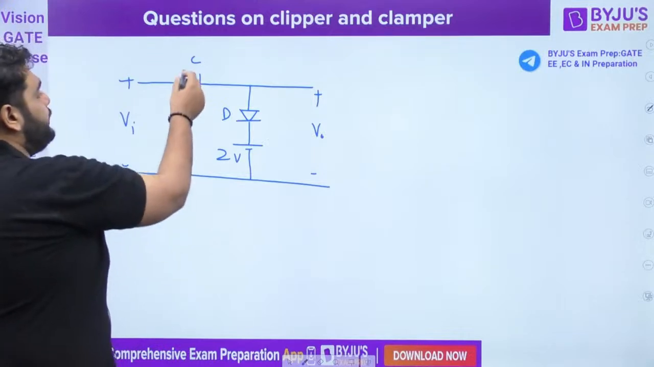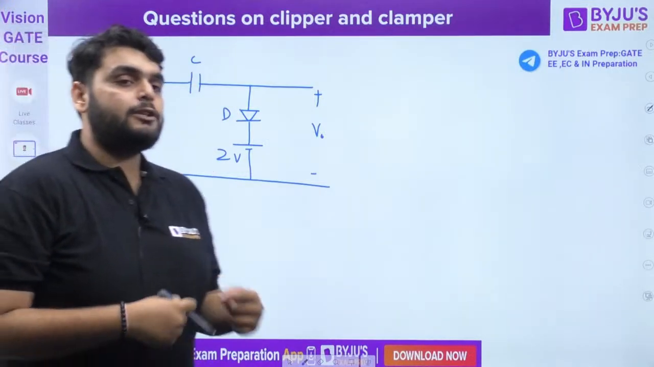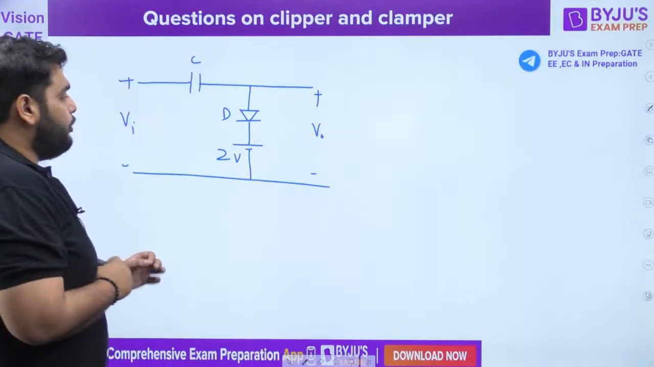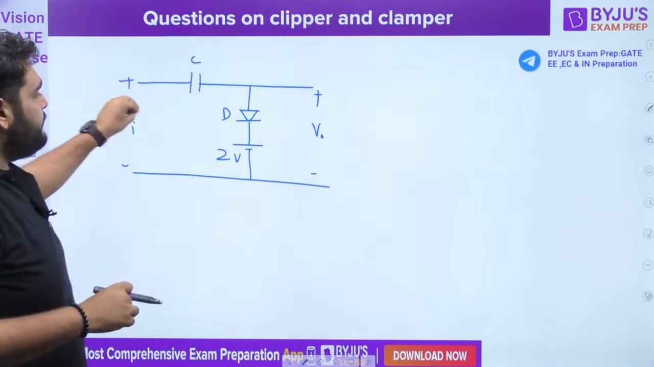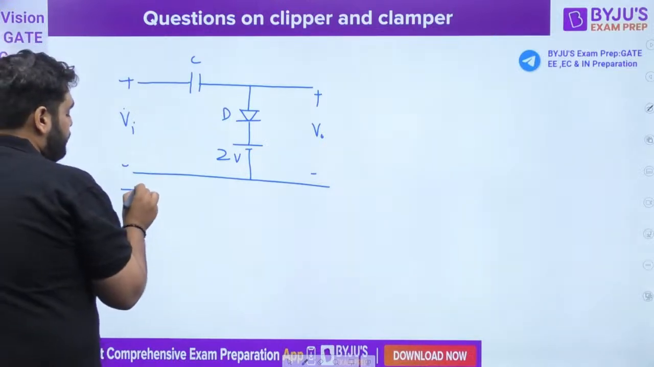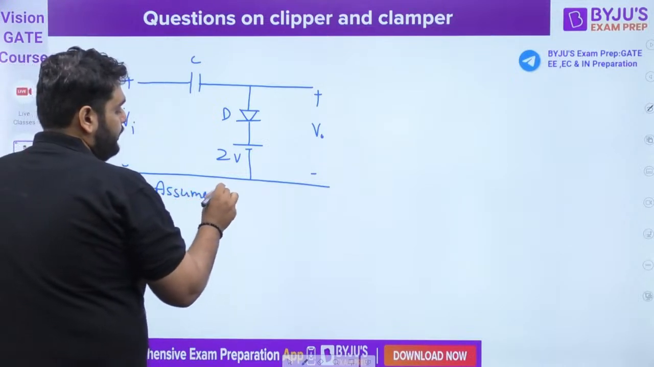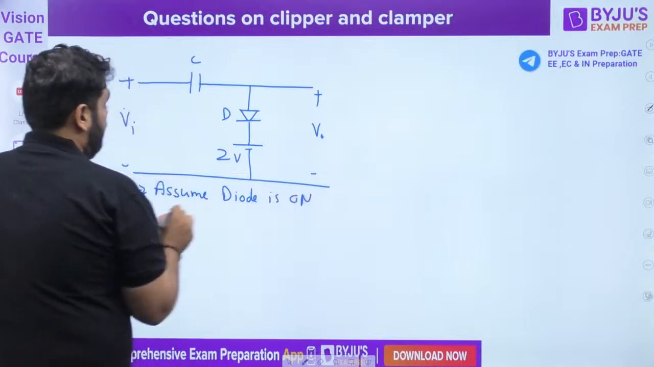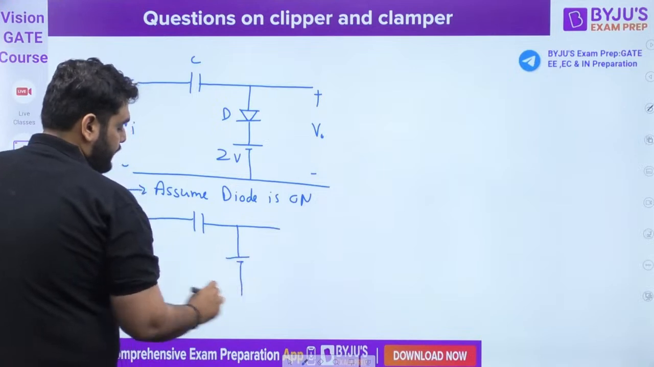First of all, according to the polarity of the diode, you have to check in which polarity the diode is going to be on. If you check very carefully, for the positive polarity of input, the diode is going to be on. So I am going to assume the diode is on. Since the diode is on, the circuit is like this.